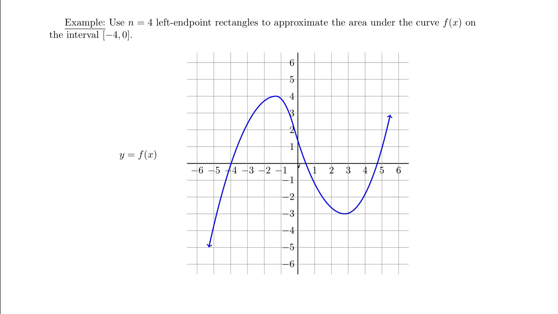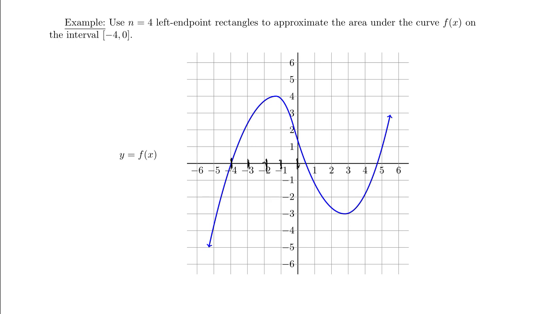So here's 0, here's -4, and we want to divide it into 4 equal pieces. So I'm going to put lines at all of the integers, right? So -3, -2, and -1. And these are 4 equal pieces. And so my first rectangle is going to be on the subinterval -4 to -3. My second rectangle will be between -3 and -2. My third rectangle between -2 and -1. And my fourth rectangle between -1 and 0.